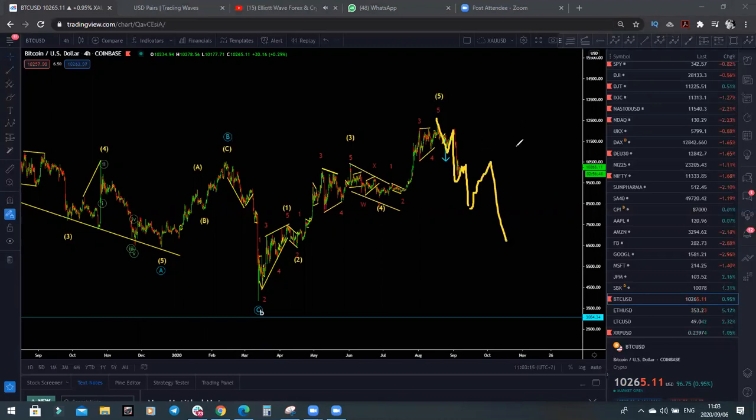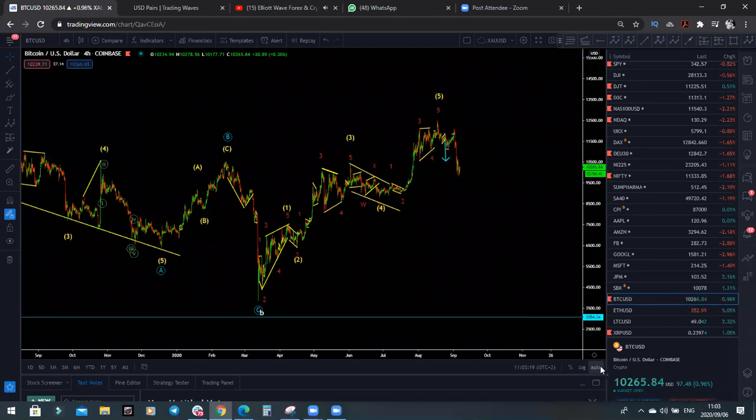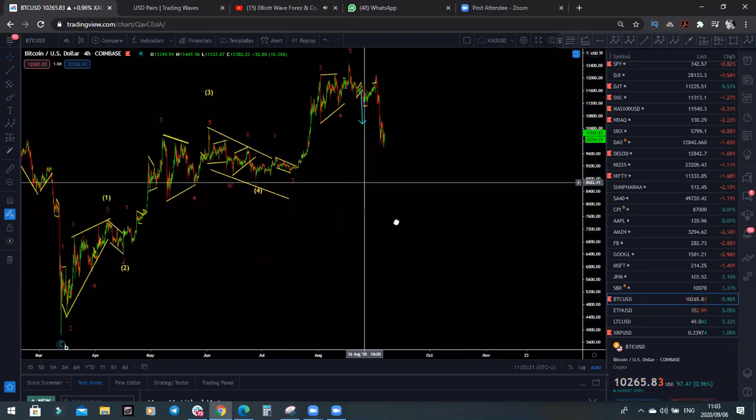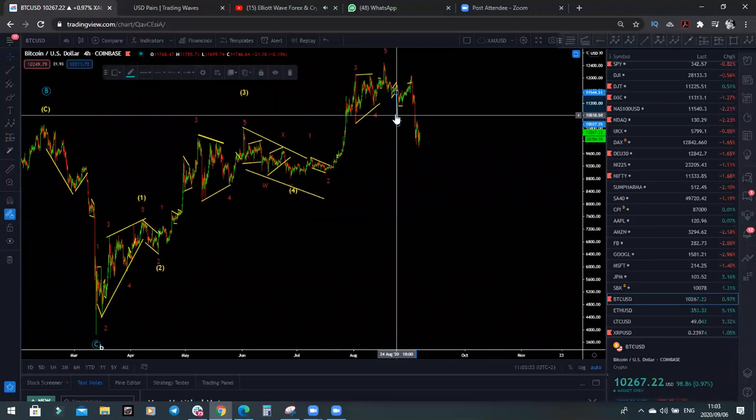So what did we look at last week? Last week, we were looking at this whole move as a wave 4.